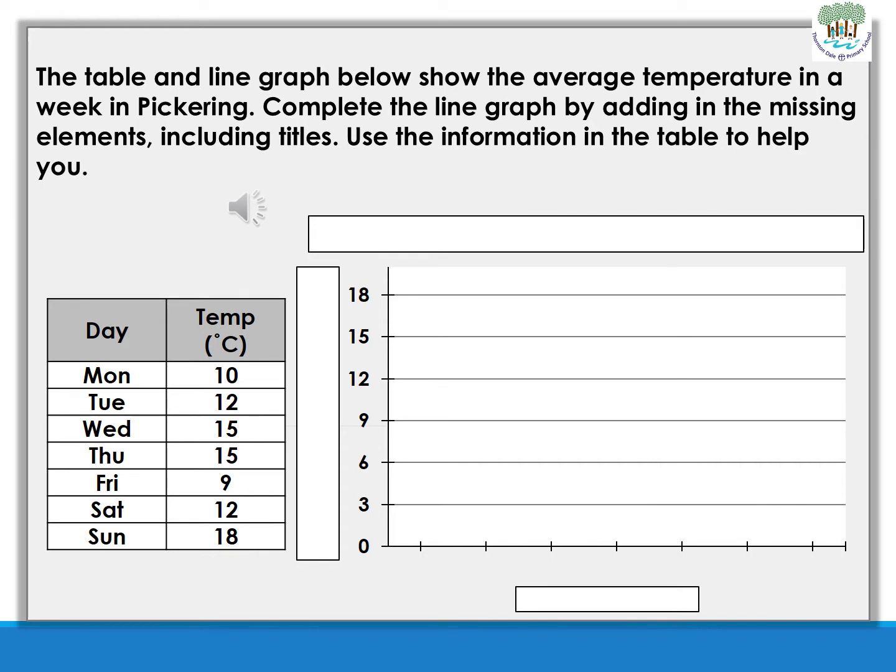So for Monday we would plot that at 10 degrees. So 10 degrees is between 9 and 12, but it would be closer to 9 than 12. So it would be about a third of the way between 9 and 12. Tuesday would be the second dash across, and then that would be plotted at 12 and so on. When you've plotted all of your points on the grid, you would join them up with a ruler to make a line.